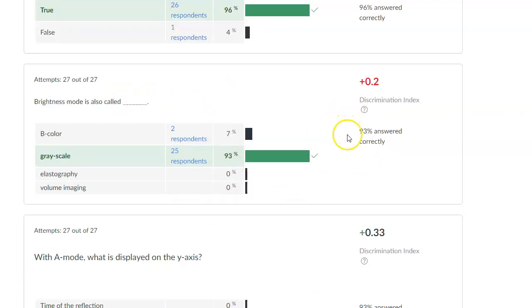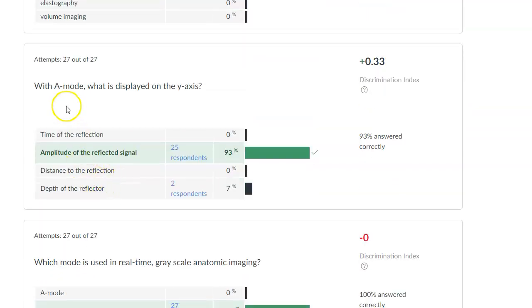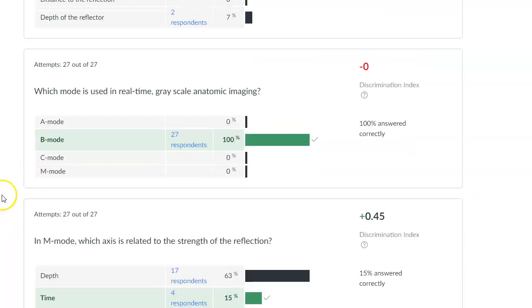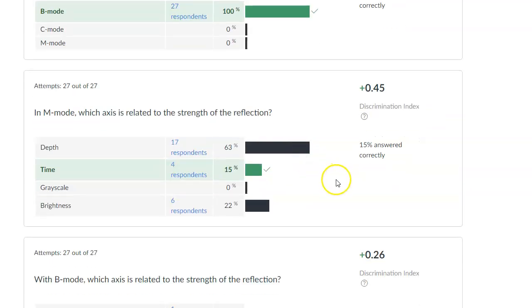Brightness mode is our typical scanning mode, and it is also known as grayscale. With A mode, what is displayed on the y-axis, and so remember the x-axis is the time or depth, the y-axis is the amplitude. That's where we get its name. A mode is amplitude mode. Which mode is used in real-time grayscale anatomic imaging? B mode, also known as grayscale. So those two questions go together.